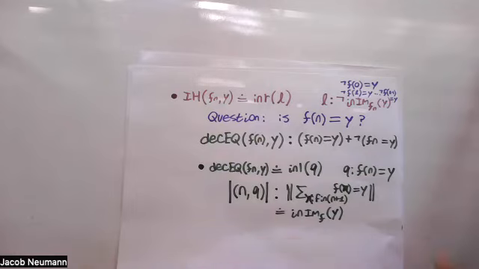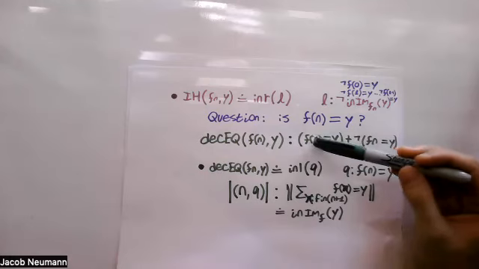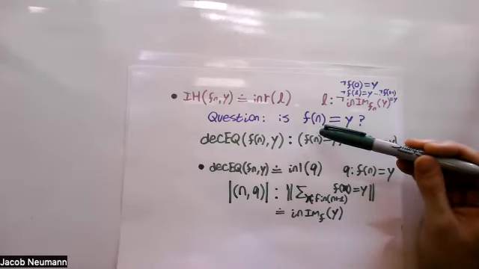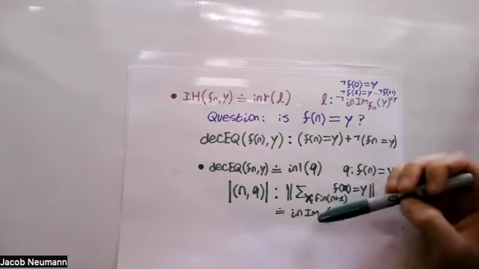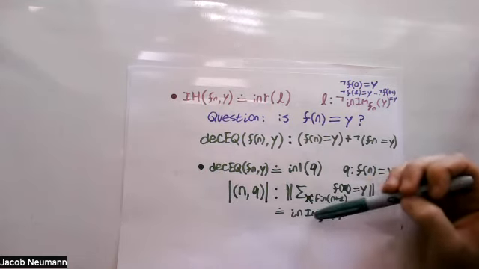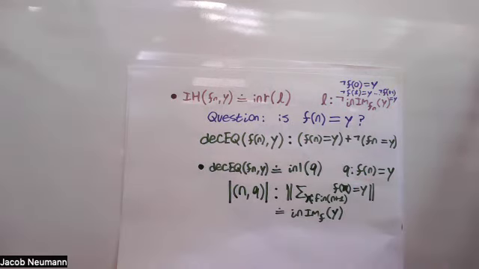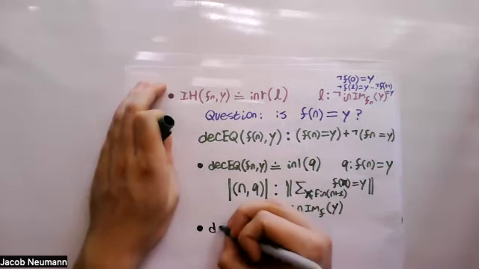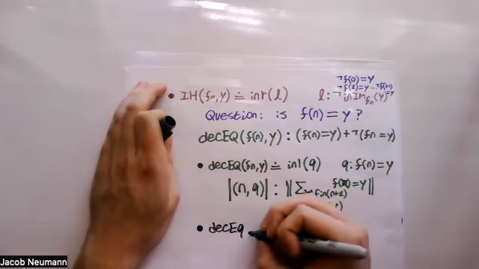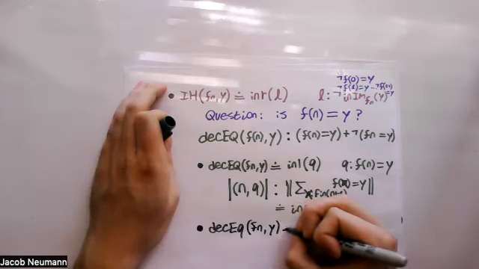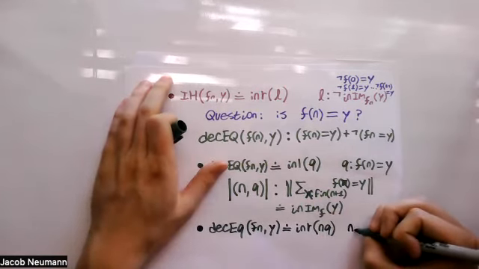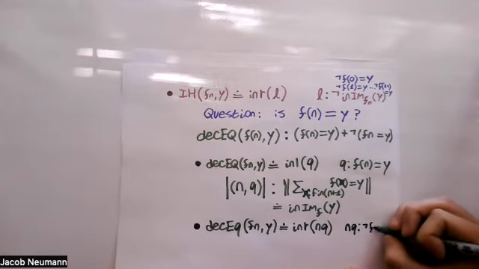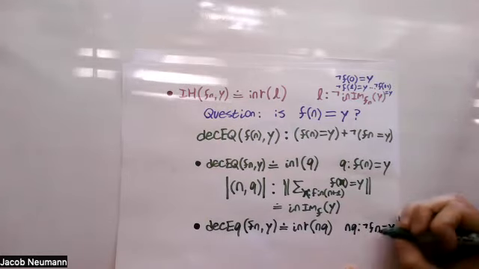Okay, so that's the one case: if this decidable equality tells us that f of n happens to be equal to y, then I've again inhabited the preimage of y under f. Otherwise, in the other case, dec eq of f of n and y is in right of some nq, where nq says that not f of n equals y. So f of n is not equal to y.